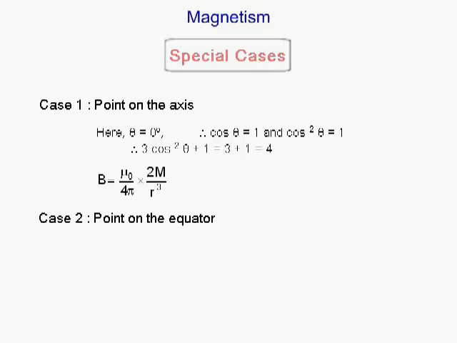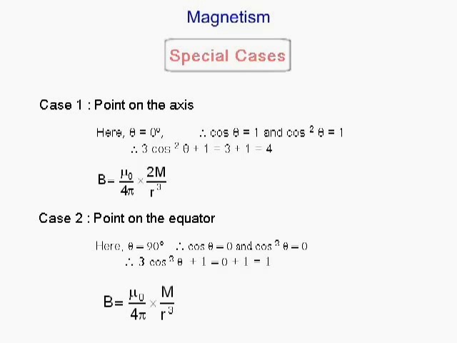If the point is on the equator of the dipole, then the angle made by line OP with the axis of the magnet will be 90 degrees. Then, as theta is 90 degrees, cos theta will be 0, cos square theta will be 0, 3 cos square theta will be 0, and 3 cos square theta plus 1 will be 1. Hence, we get the formula as B is equal to mu naught upon 4 pi m upon r cube. This is the magnetic induction at an equatorial point.